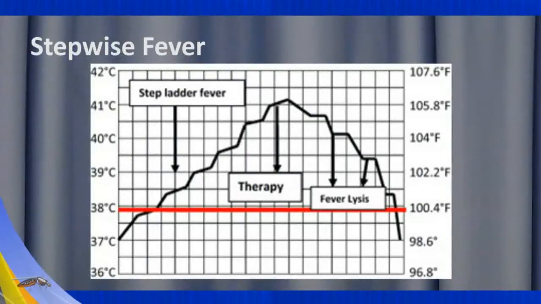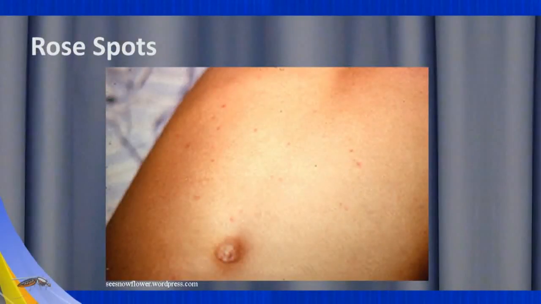This slide shows a graphic representation of the, quote, "stepwise fever" classically seen in typhoid fever. This slide represents, quote, "rose spots" or salmon-colored macules on the trunk, which are characteristic of typhoid fever.